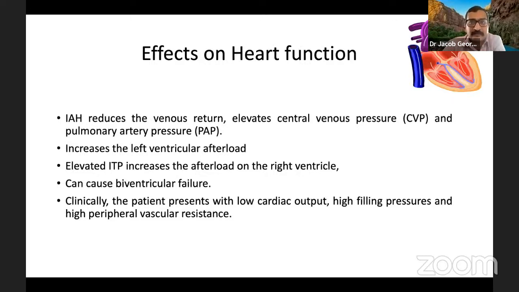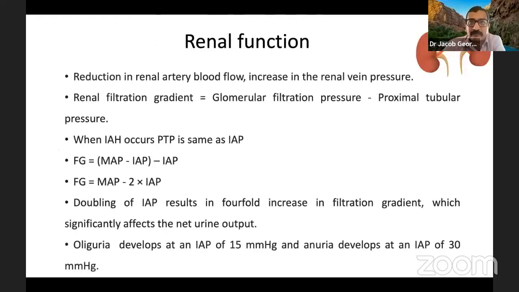Again, the same thing: the diaphragm moves up, the intrathoracic pressure moves up, your CVP goes up, and you have compression on the abdominal vessels, so your left ventricle afterload increases. The elevated intrathoracic pressure increases the afterload of the right ventricle. So basically, both your right ventricle and your left ventricle fail. Clinically, your patient presents with low cardiac output, high CVP, and high peripheral vascular resistance.